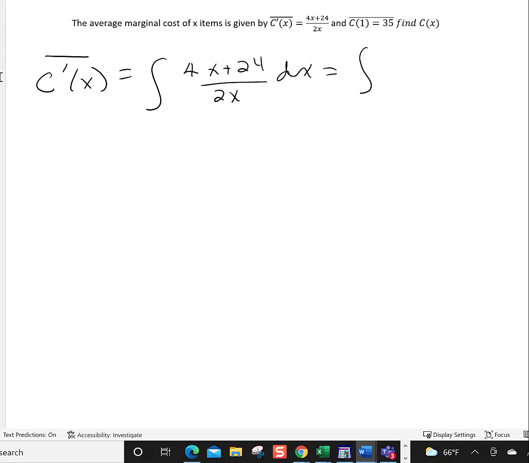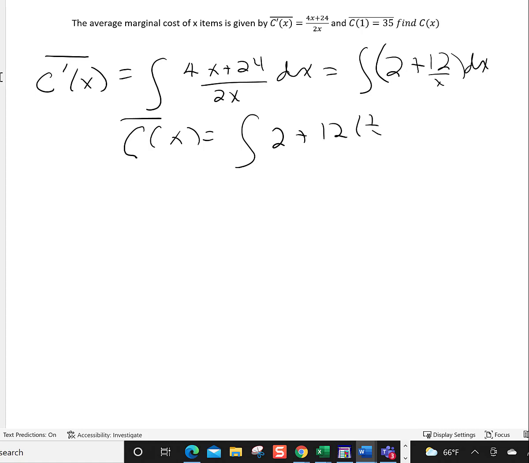Here's our last one. The average marginal cost of x items is given by 4x plus 24 over 2x. And the average cost for one item is $35. We want to find the cost function. So I'm going to start by integrating the average marginal cost function, and that way I can just get the average cost function. I can simplify this. 4x over 2x is just 2. 24 over 2 is 12, and that's over x. So I'm going to write that one more time. I'm going to integrate 2 plus 12 times 1 over x dx.